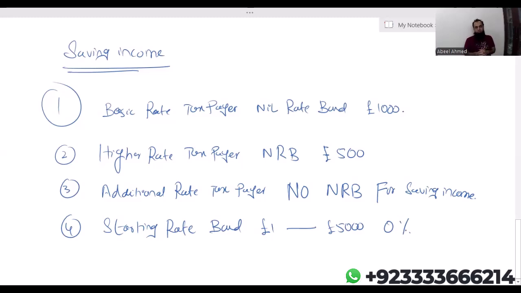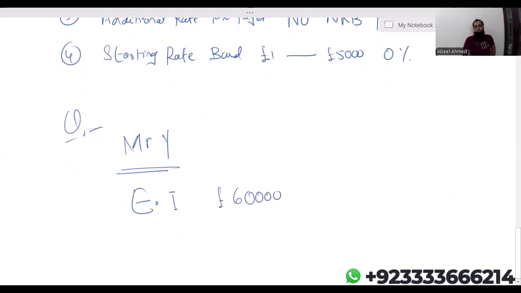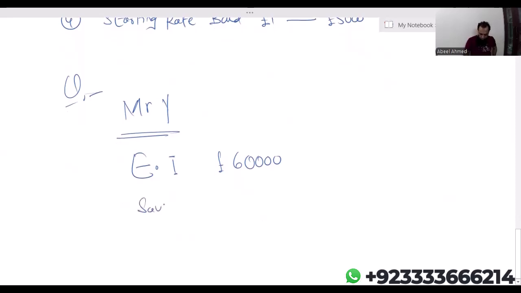These are the four additional rules when you are calculating tax for an individual who is having, let's say, saving income as well. So when you are applying tax rate on saving income, don't forget these four additional rules. How each one of them is applied, we are discussing right now. Don't worry at all. Let's discuss with the help of a question. Assuming we have Mr. Y, who is having, let's say, employment income of 60,000. Wow. But he's not only having employment income. Let's say he's also having saving income, interest income.